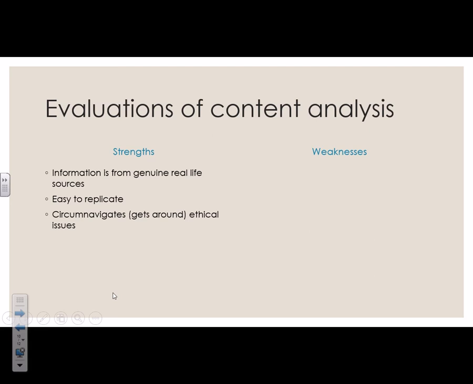So that allows us to do that, a bit like when we talked about correlations as well. I used the example of smoking and the incidence of cancer. Now, of course, that wouldn't be content analysis because it's quantitative data. But it's the same idea. It circumnavigates ethical issues.